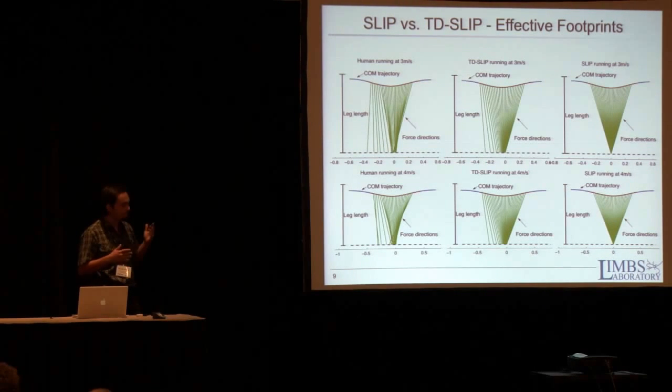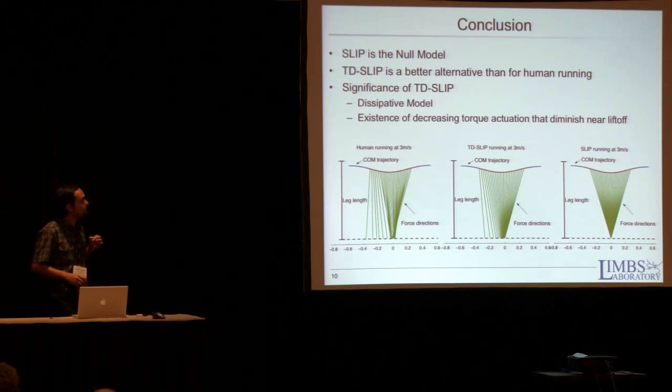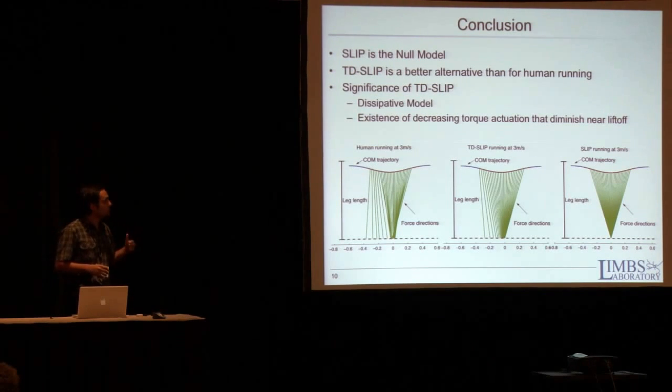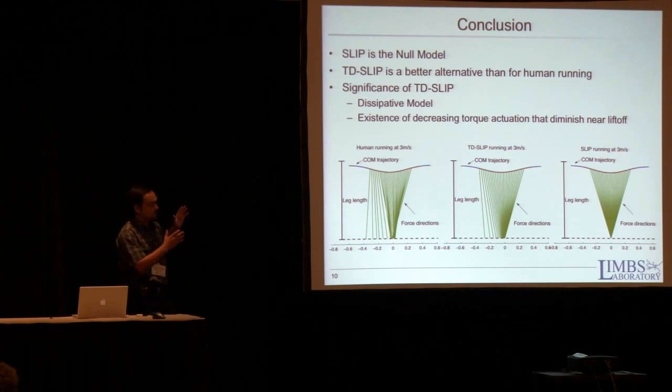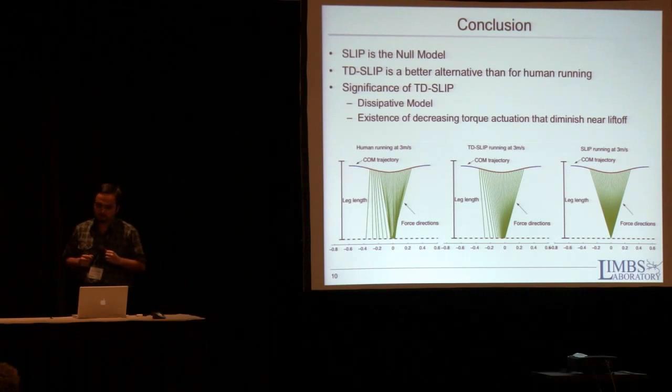To sum up, both tools and results show that if we consider SLIP is the null model, TD-SLIP is a better alternative for human running. The significance of this model is torque actuation. However, it decreases near the liftoff. So I interpret this as, at the first half of stance phase, torque actuation is significant, but in the second half of stance phase, the human running really looks like a SLIP model. And also, this is a dissipative model.